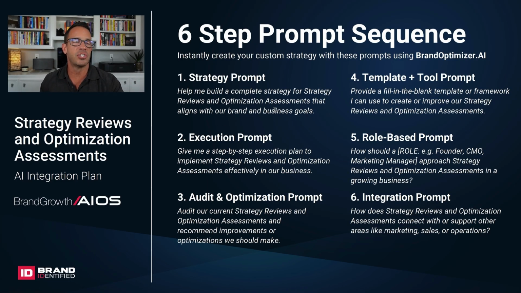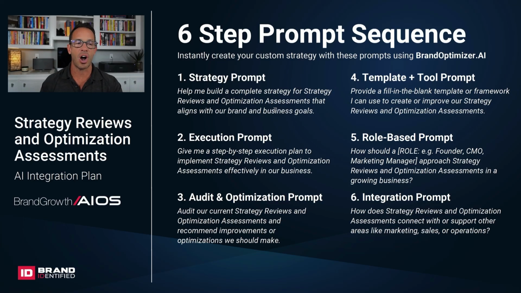So this leads us into a 6-step AI prompt sequence that I've developed for you that you can also use over at BrandOptimizer.ai to instantly create your custom strategy for your business. So prompt number 1, this is your strategy prompt, and that is: help me build a complete strategy for strategy reviews and optimization assessments that aligns with our brand and our business goals. Second prompt here, this is your execution prompt, and that is: give me a step-by-step execution plan to implement strategy reviews and optimization assessments effectively in our business.